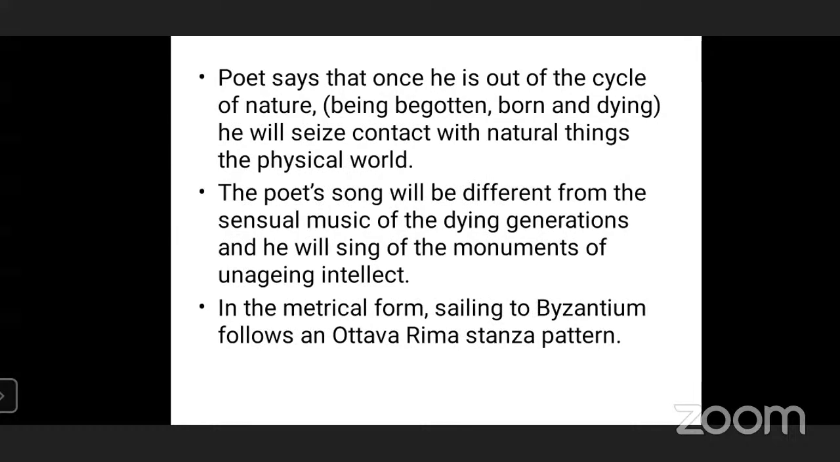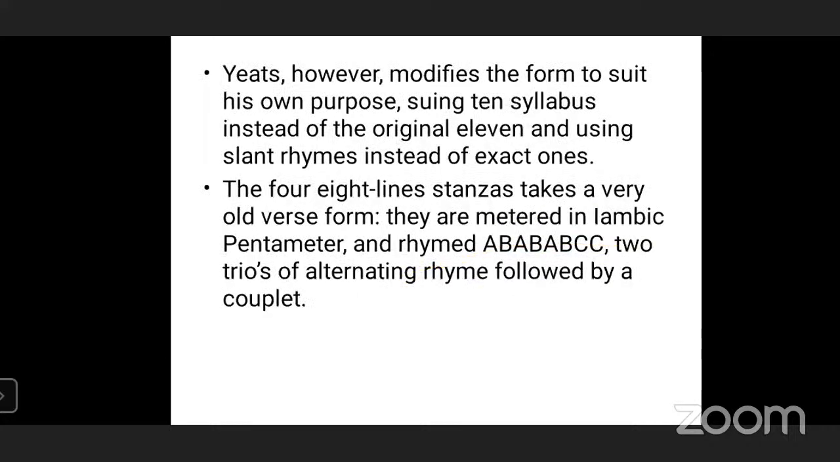Now, in the metrical form, Sailing to Byzantium follows Ottava Rima, which I have already talked about. Ottava Rima is a stanza pattern. There is a rhyme scheme, obviously, in that particular poem, and we will talk about that. Yeats, however, modifies the form to suit his own purpose. Even though he has used this form, Ottava Rima, he has used his own form as well, to express his idea in a very clear and vivid way. He modifies the form to suit his own purpose, using 10 syllables instead of the original 11, and using slant rhymes instead of exact ones. So he has made some kind of variation of syllables.